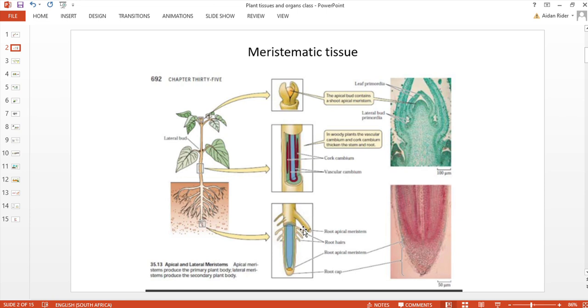Okay, here they just show you a representation of this. There's an example of the root. Here they show a large picture, and this is the root apical meristem. So with the root hairs, they also elongate because of these meristem tissues. And at the root cap, the most bottom part of the root, it also elongates because of these tissues that replicate. So meristematic tissue, they keep on growing. Mitosis is happening all the time.